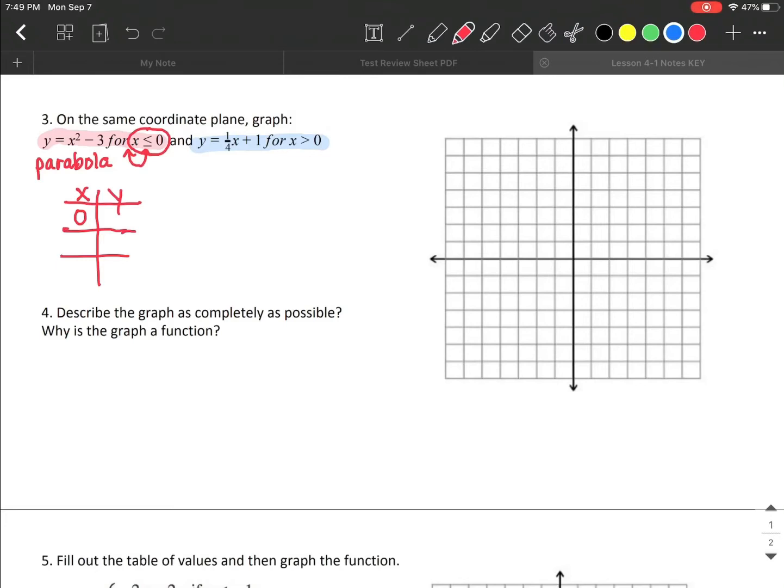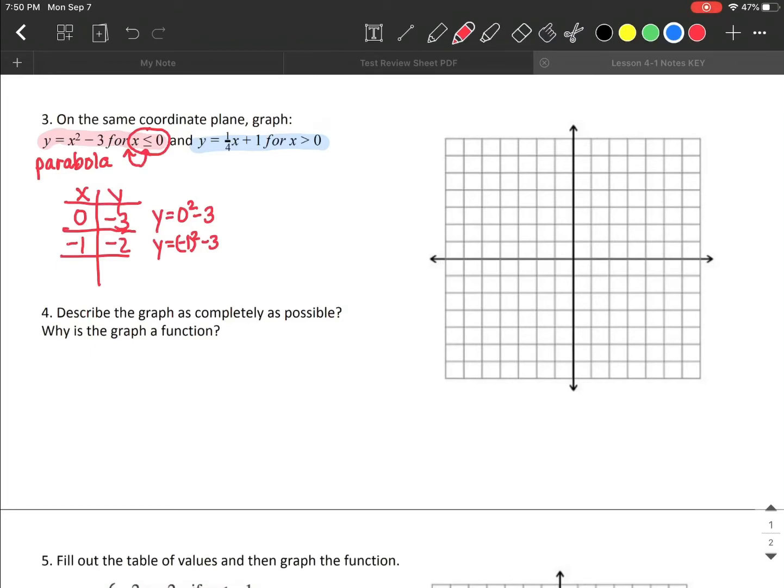So I'm picking x is 0 to start, and then I'm going to see what do I get for y. Well, when I plug in x is 0 into this equation, I have y is equal to 0 squared minus 3. That gives me negative 3. For the next x value that I pick, it could be anything I want as long as it's less than or equal to 0. So the next one I'm going to pick is negative 1, since that's the next whole number that's less than or equal to 0. I have y is equal to negative 1 squared minus 3, which gives me negative 1 squared is 1, 1 minus 3 is negative 2.